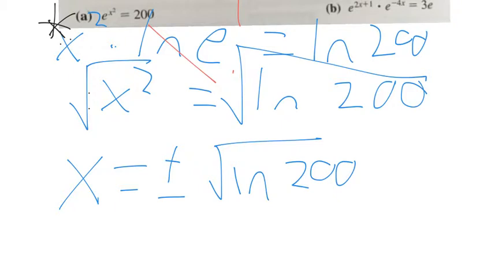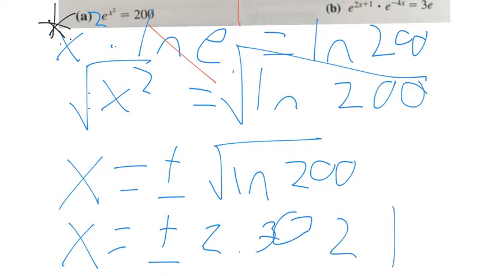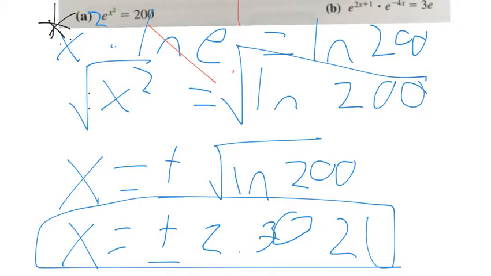And we want the solution to 3 decimal places, so it's equal to positive or negative 2.302. And since it's an exponential, we do want both solutions. If it were a logarithmic equation, we might not want the negative. So now for part B.